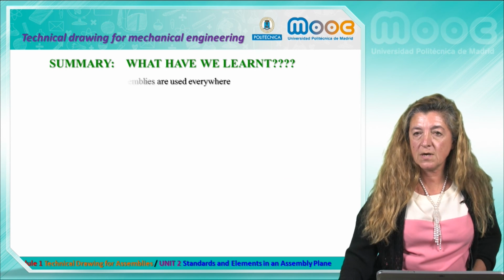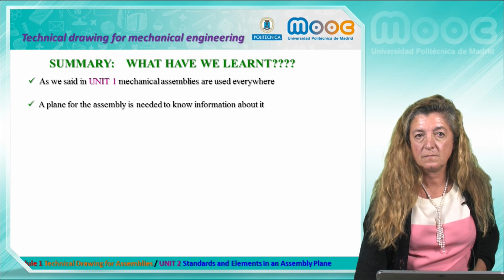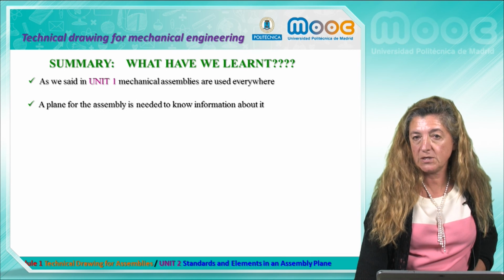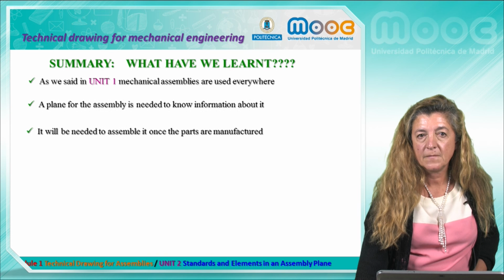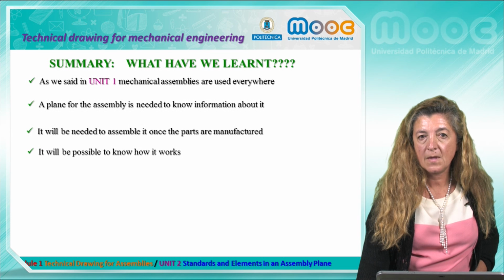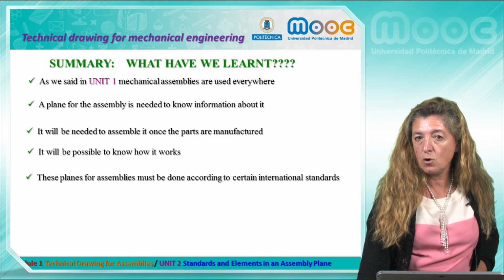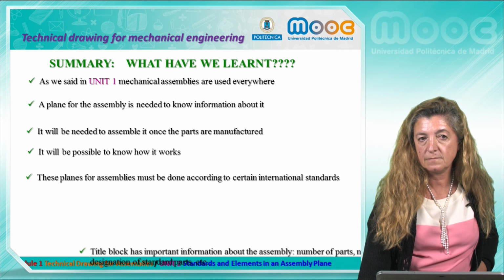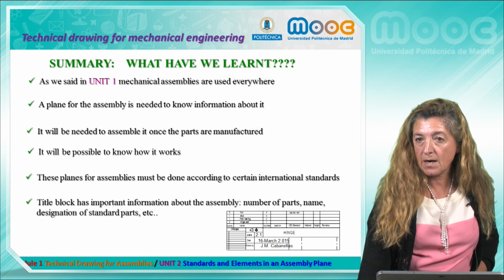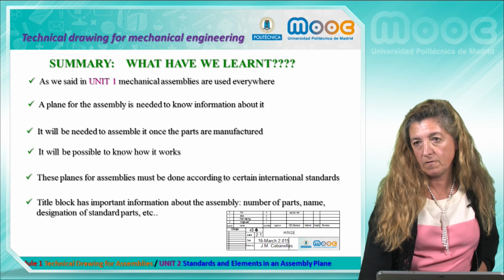Now, in our summary, what have we learned? As we said in Unit 1, mechanical assemblies are used everywhere. A plane for the assembly is needed to know information about it. It will be needed to assemble once the parts are manufactured. It will be possible also to know how it works. These planes for the assemblies must be done according to international standards. The title block has very important information for our assembly plane, like part name, number of equal parts, and ISO or DIN standards.